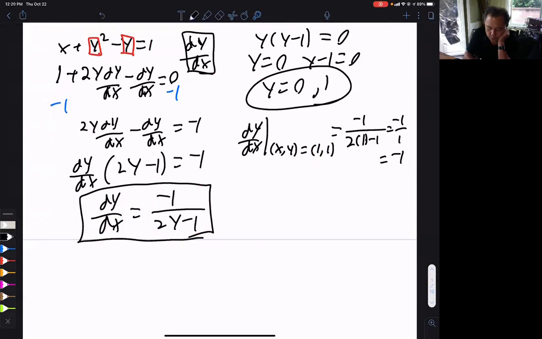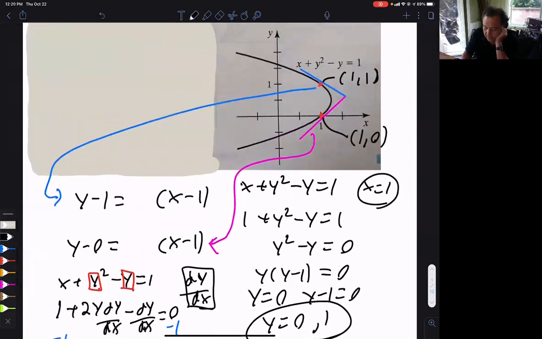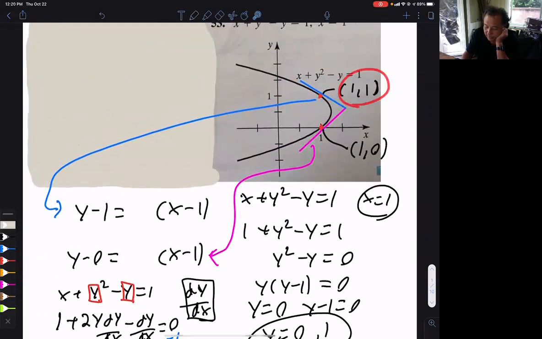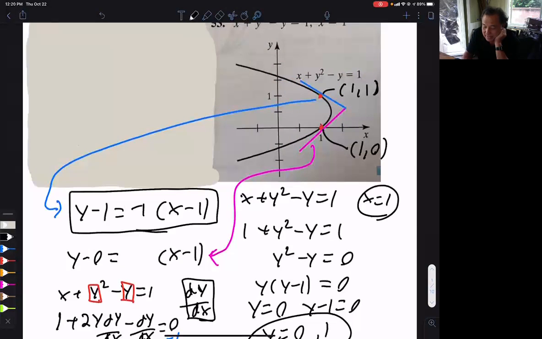So I come back up here. At 1, 1, we found the slope is -1. So I put in -1, and there's my equation. And that makes sense. This is a negative slope. It's going downwards. It better be negative.